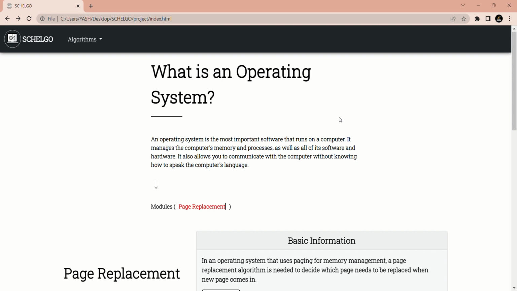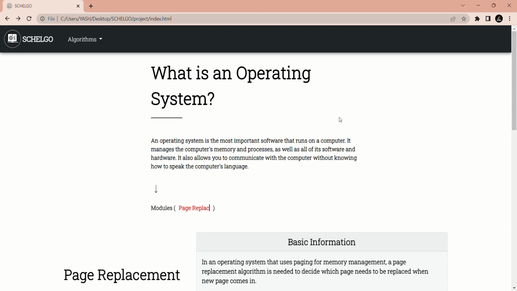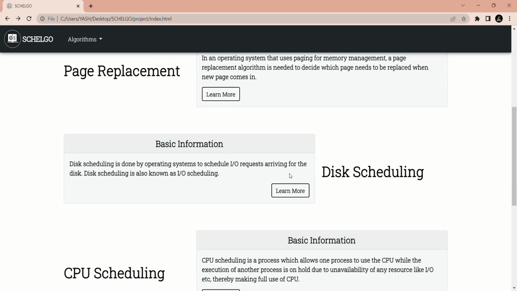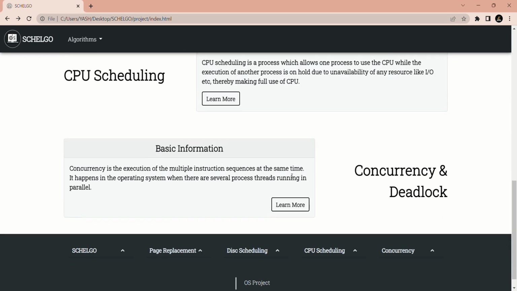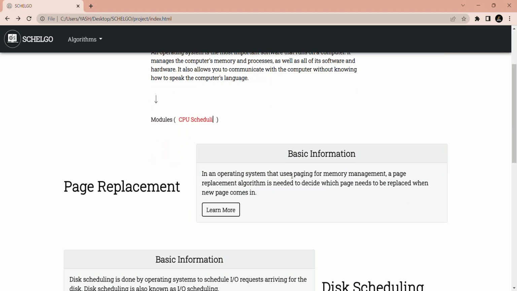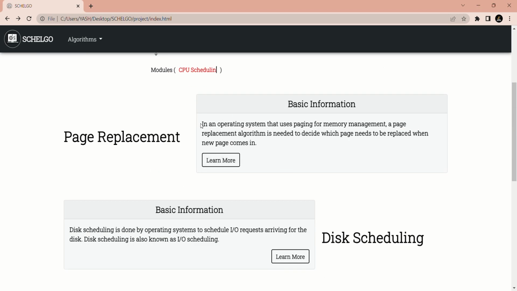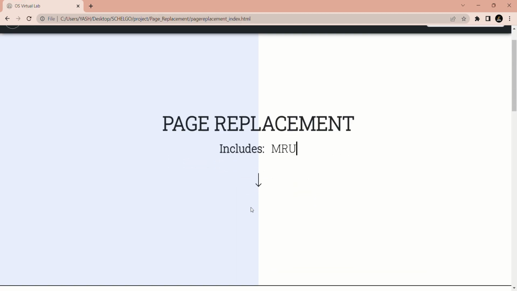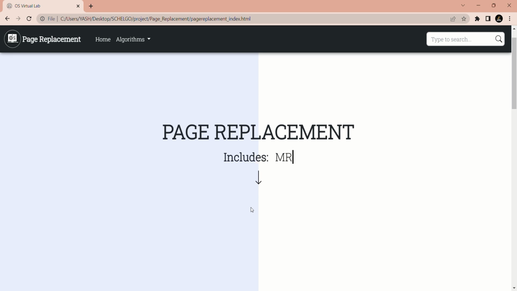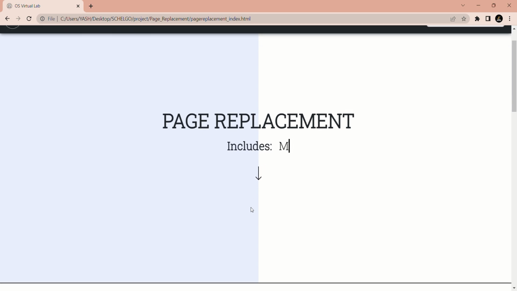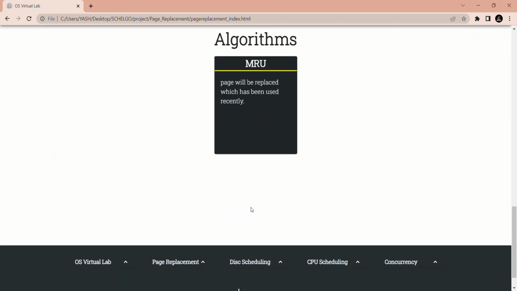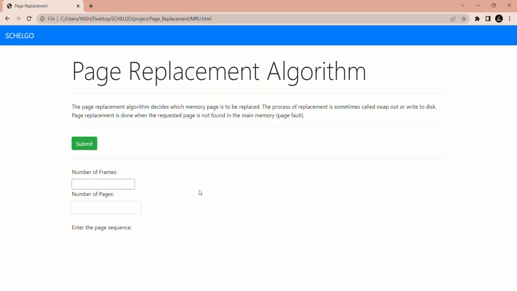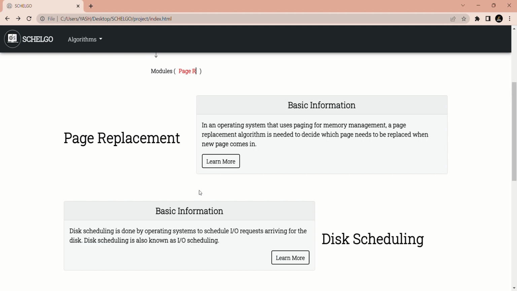This is our OS project, namely Schelgo. We have implemented four types of algorithm, that is page replacement, disk scheduling, CPU scheduling, concurrency and deadlock. First of all, in page replacement, we inserted the details of the page replacement and for which kind of use the page replacement is there. In page replacement, we implemented two algorithm examples, that is MRU, that will explain later.